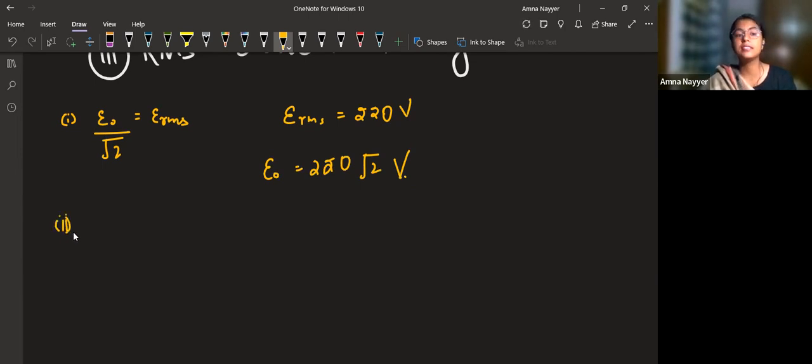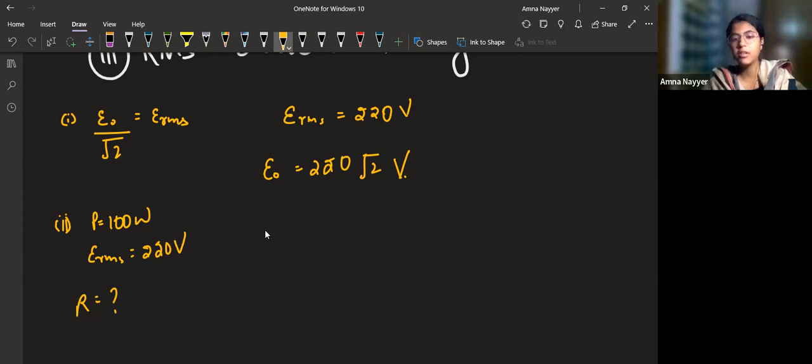The second part says resistance. Resistance of the bulb is to be calculated. See, resistance will be what? Power was given how much? 100, no? 100 watt. So if power is given as 100 watt and voltage, that is ERMS, you have it as 220. And resistance is not given. See, there's a relation between power, voltage and resistance. P is equal to V square by R. In general, using current electricity, you must have studied this also. So P is equal to V square by R.